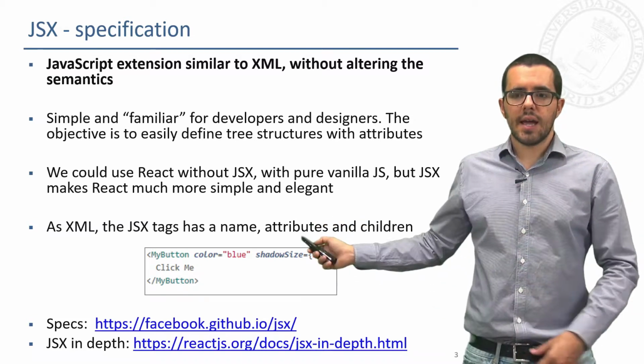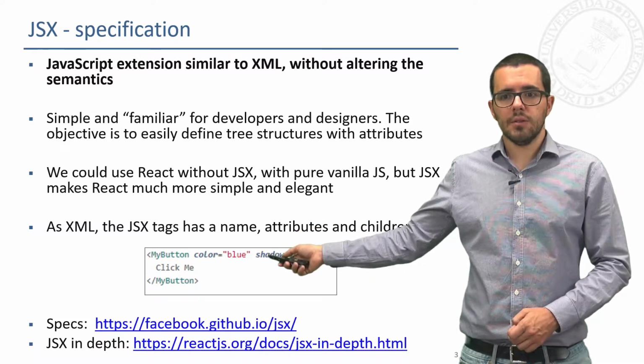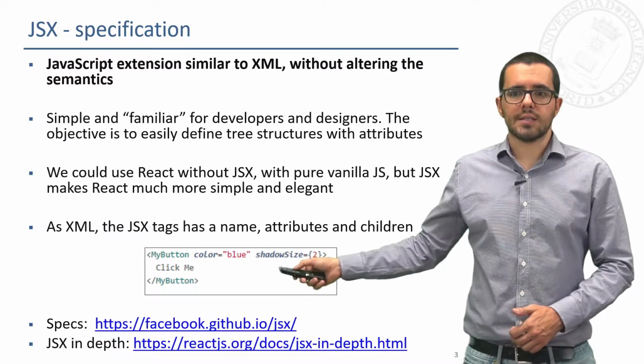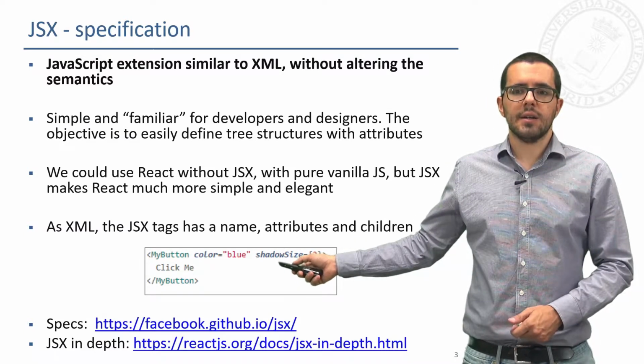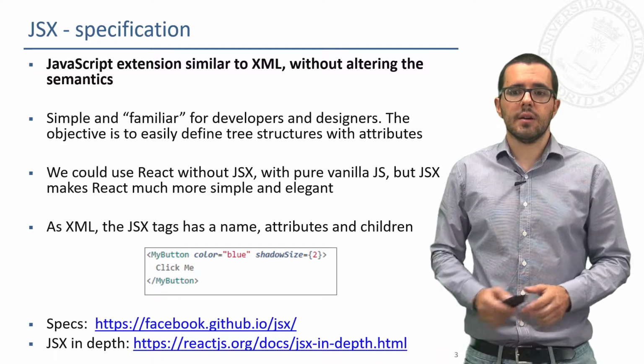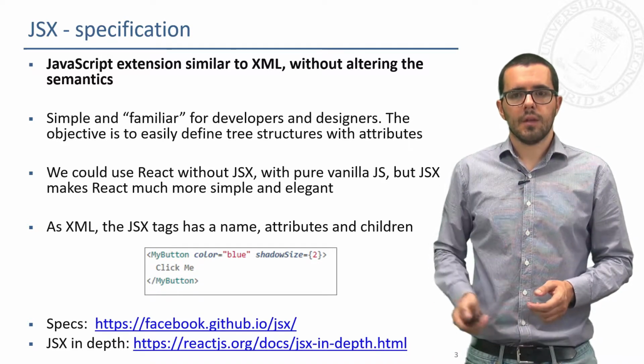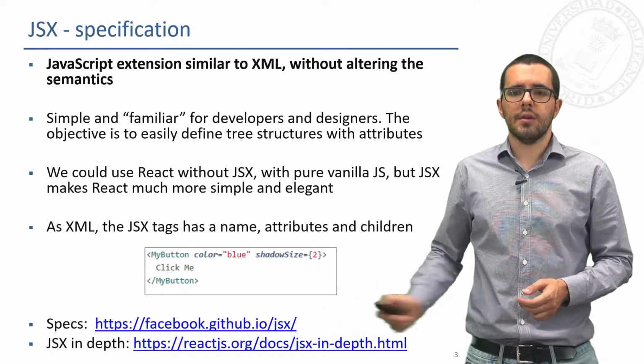children. In this case, the name is my button, the attributes are color and shadow size, and the children is just one and is a string called click me. Okay, you can see more info here in the specification.